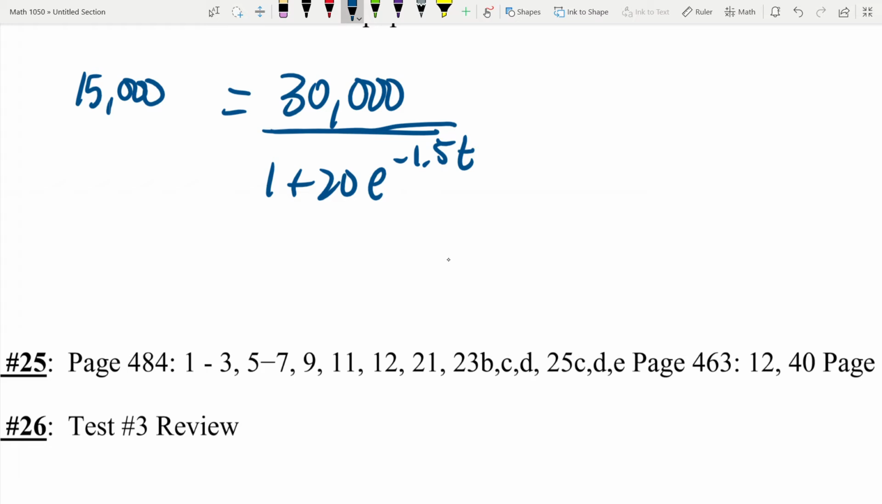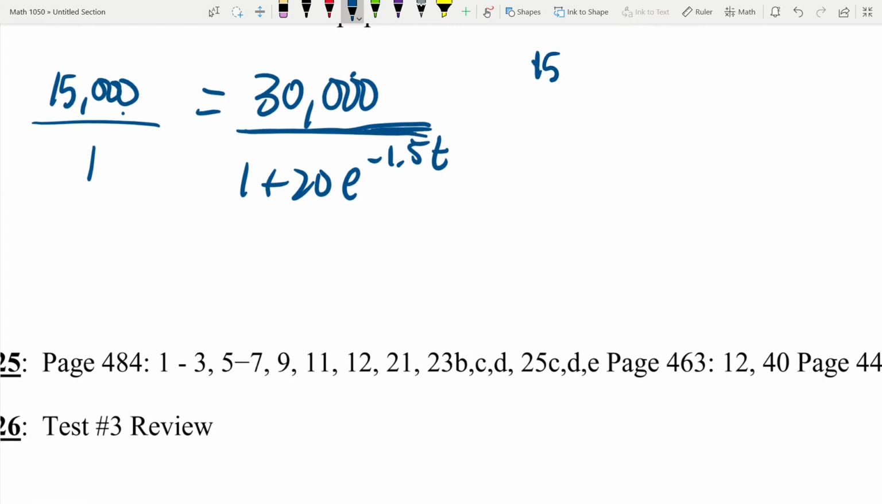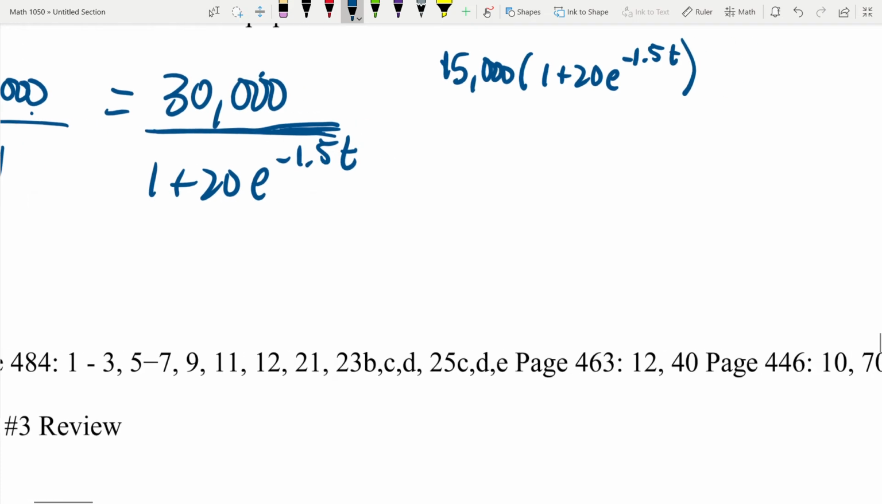Look at the problem and tell me what we have to do to solve this. Cross multiply, right? So everybody put a 1 right there. Now everybody freeze. Do you see this 15,000? How it goes perfectly into 30,000, right? I'm not going to distribute it. I'm going to cross multiply, but I'm not going to distribute because I can make the problem look so much easier in just like 2 steps. Okay, so look, cross multiply. So you have 15,000, parenthesis, 1 plus 20e to the negative 1.5t, okay, equals 1 times 30,000 is 30,000.